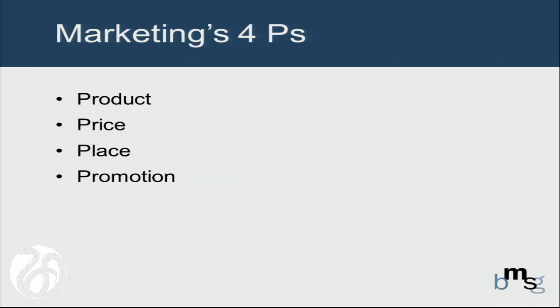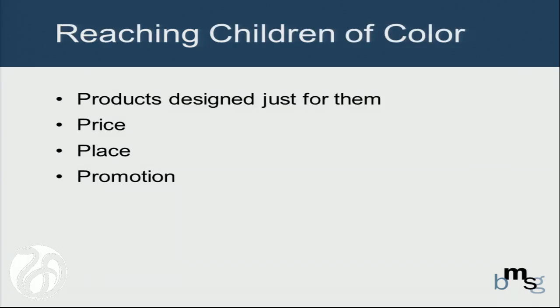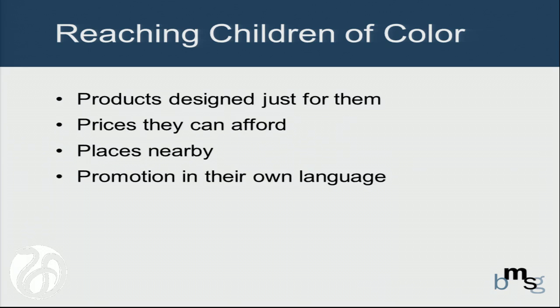The marketing is more than advertising. It's generally understood as 4 Ps: product, price, place, and promotion. And what that means if you're reaching kids of color is that you want to have products designed just for them. You want to have prices they can afford. They want to be in places nearby. And they want promotions in their own language. And promotions in their own language doesn't just mean Spanish and English, if you're talking about the Latino community, for example. It means icons, images, cultural connections that they can make. So I'm going to show you some examples of what that means.